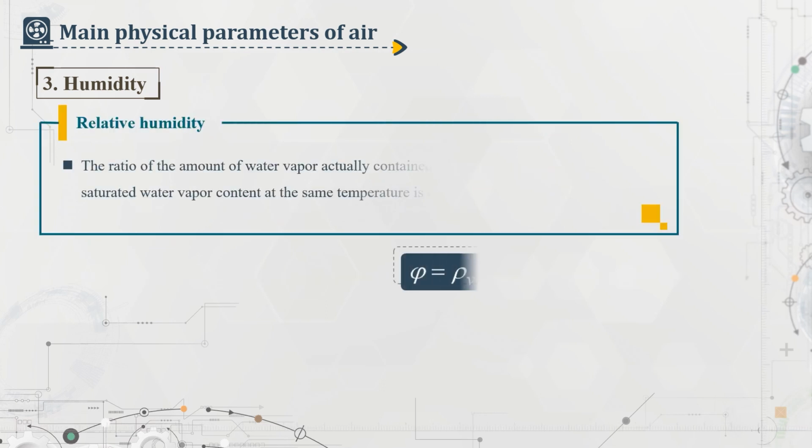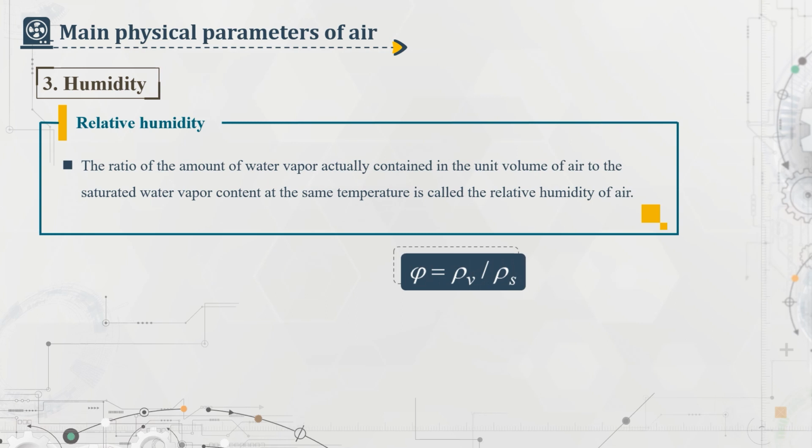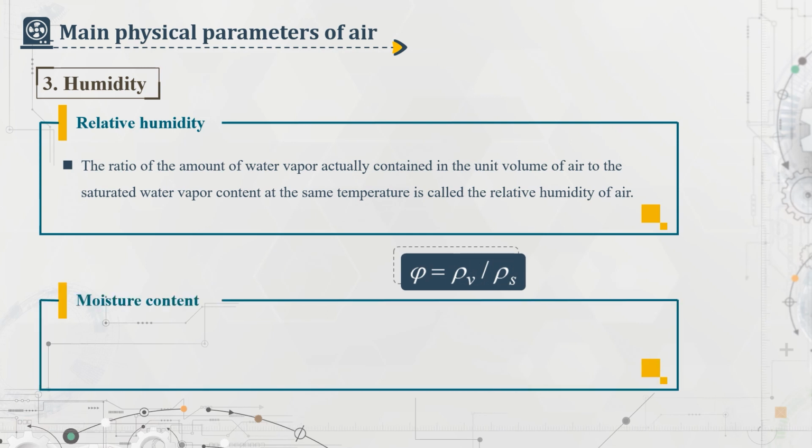The ratio of the amount of water vapor actually contained in the unit volume of air to the saturated water vapor content at the same temperature is called the relative humidity of air. The mass of moisture vapor in the wet air containing 1 kg dry air is called the moisture content.